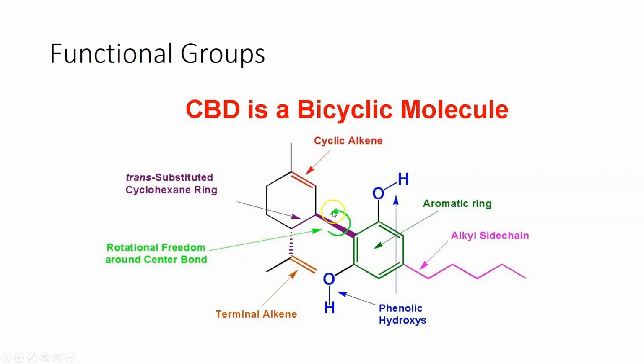And here, this is an important factor because this is a trans-substituted cyclohexane ring, which means the trans configuration means that this wedge points towards you, and it's out of the plane, and this dash points away from you. It's behind the plane. So that means that the hydrogens that are attached to it are also in a trans configuration.